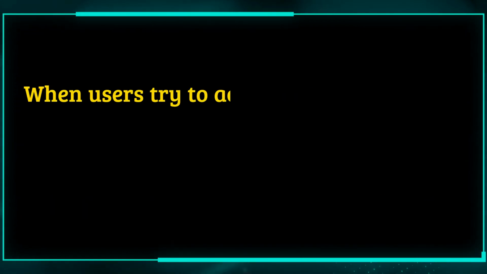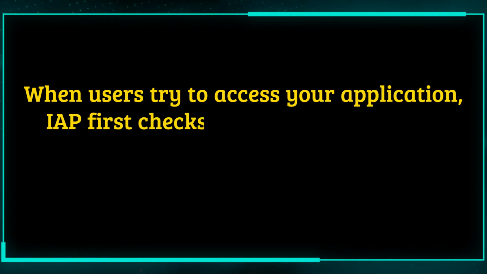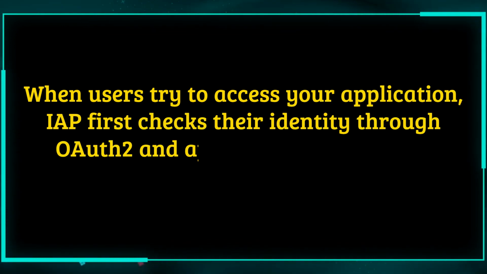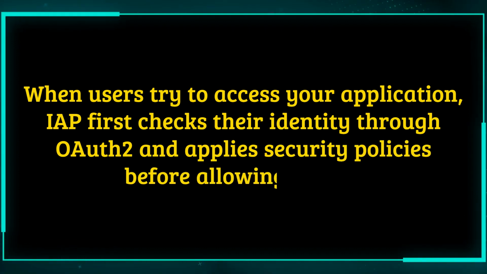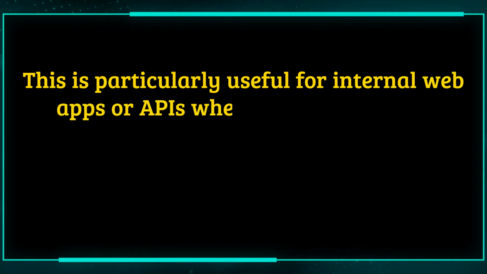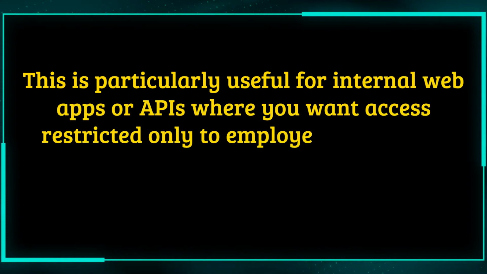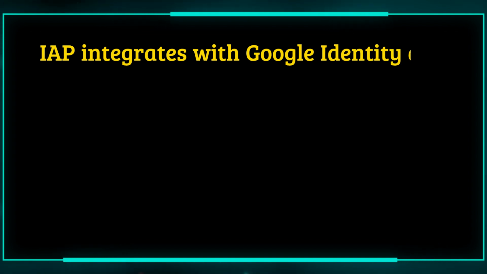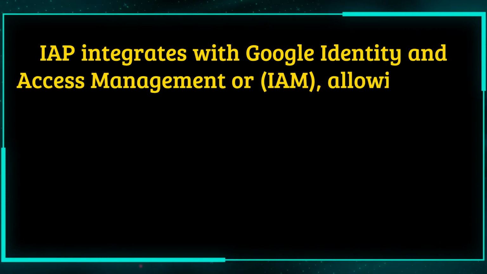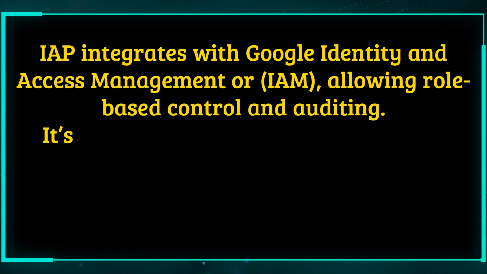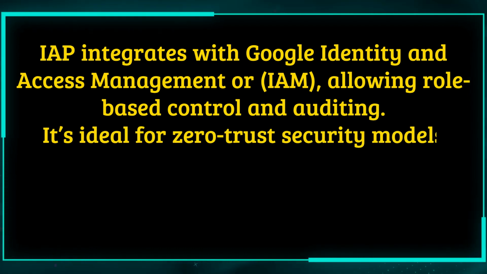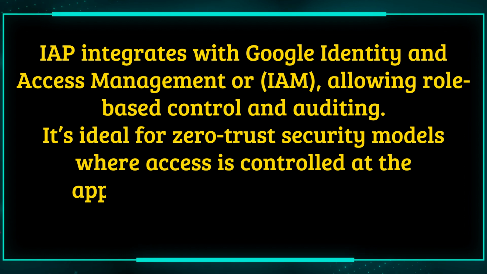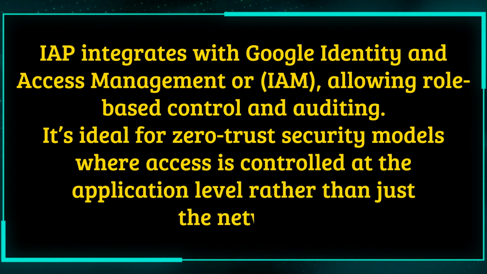When users try to access your application, IAP first checks their identity through OAuth 2 and applies security policies before allowing access. This is particularly useful for internal web apps or APIs where you want access restricted only to employees or specific users without exposing the services to the public internet. IAP integrates with Google Identity and Access Management, or IAM, allowing role-based control and auditing. It's ideal for zero-trust security models where access is controlled at the application level rather than just the network.